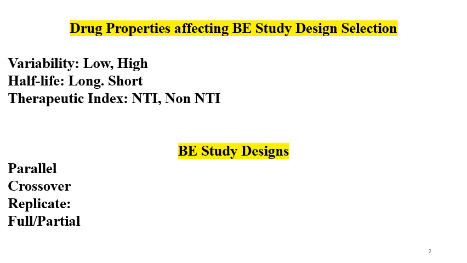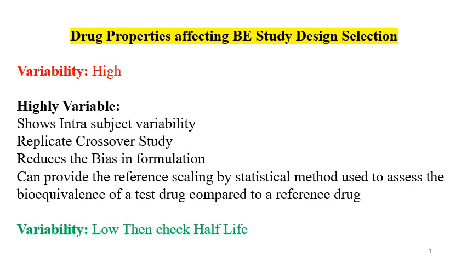And we should also know regarding the BE designs. So main BE designs are parallel design, crossover design, and replicate designs. In replicate design, there are two types: full replicate and the partial replicate design. First is drug variability. So this is variability related to the ADME. If the drug is highly variable, the drug shows high intra-subject variability, and that time replicate crossover study is performed.